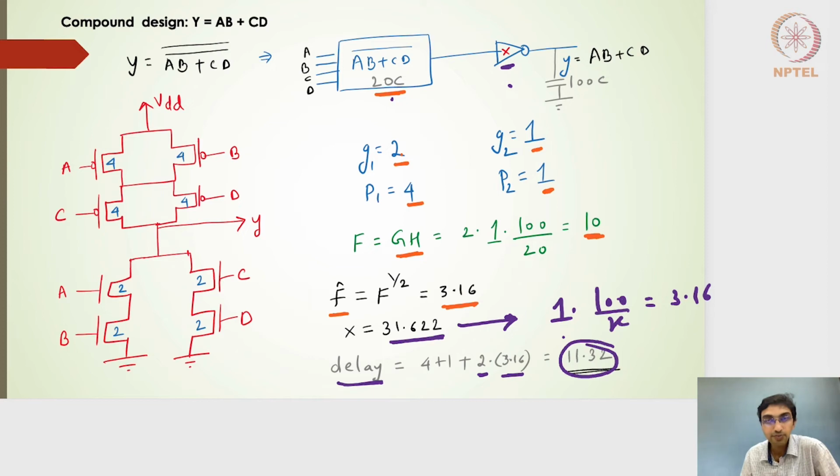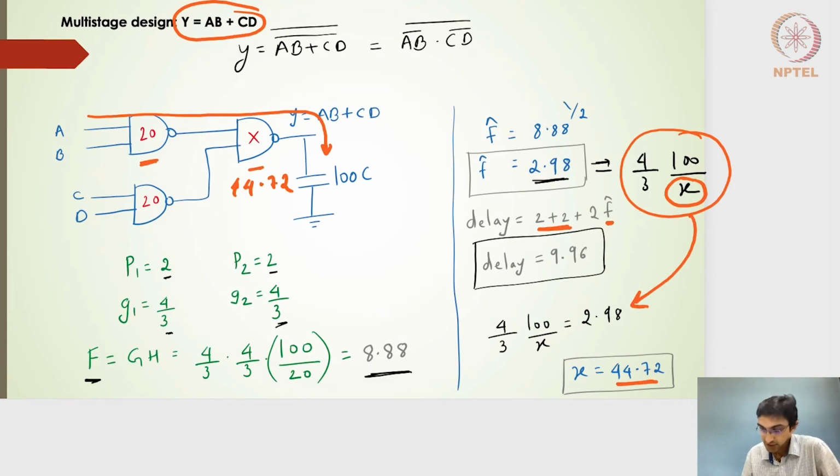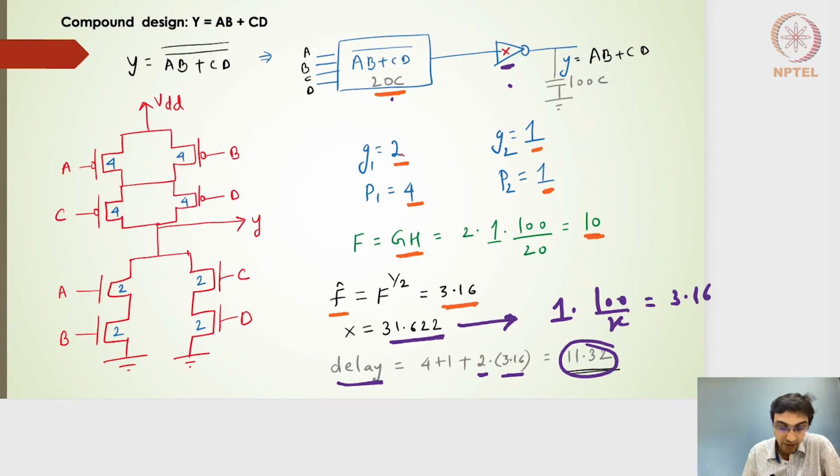And if I go back to our previous design, which was there in slide number 2, I should be able to confirm that this particular cascaded multi-stage design gave us the delay of 9.96. And if I go back to my present slide, this particular compound gate design gives me 11.32. So the delay using the multi-stage design is kind of preferred if I'm considering the delay as one of the parameters, right? Although both of them are giving the same output.